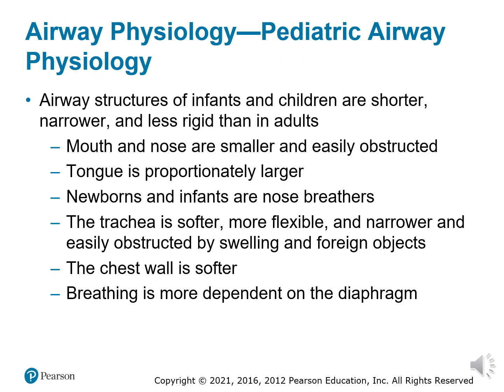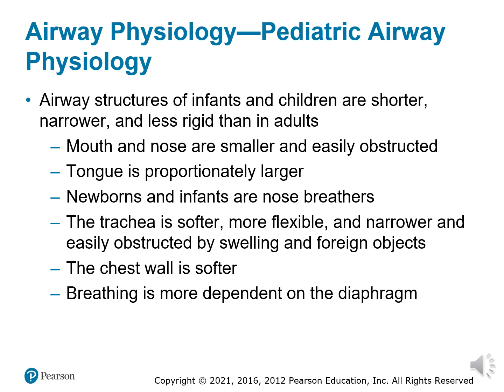Next, we are going to move on to the pediatric airway physiology. The airway structures of infants and children are shorter, narrower, and less rigid than in adults. A few things you need to remember and know is that the mouth and nose are smaller and more easily obstructed. The tongue is proportionately larger.